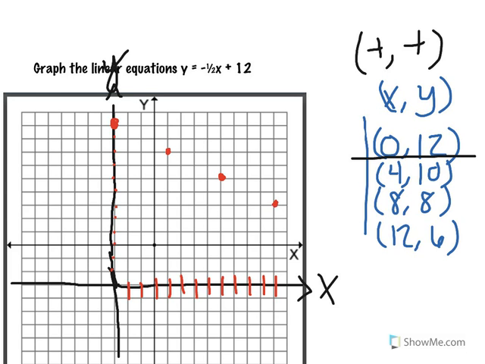Now that I've plotted my points, I can connect the dots, and I have made a linear graph. So I hope this answers our question how tables, graphs, and equations are all related. They are all used to represent the same data, and I'll see you soon.